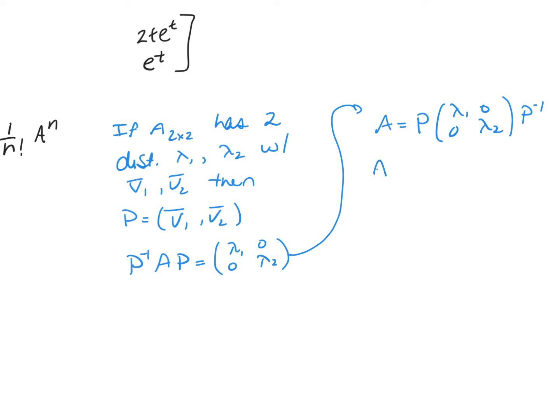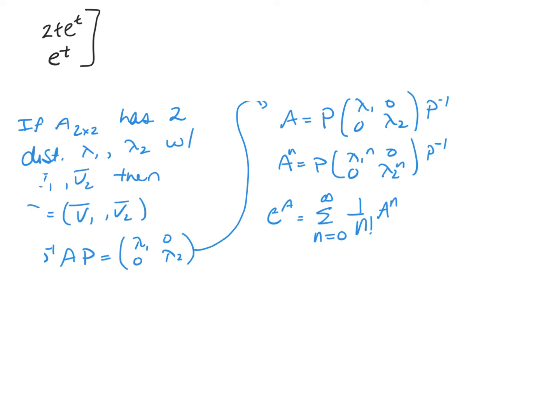And we also know that A to the n is equal to P, lambda 1 to the n, 0, 0, lambda 2 to the n, P inverse. You can check this yourself, or you can just look it up in any linear algebra book. Right now we're not going to prove it, it's going to be a given. And e to the A then is going to be equal to the summation of n equals 0 to infinity of 1 over n factorial A to the n.